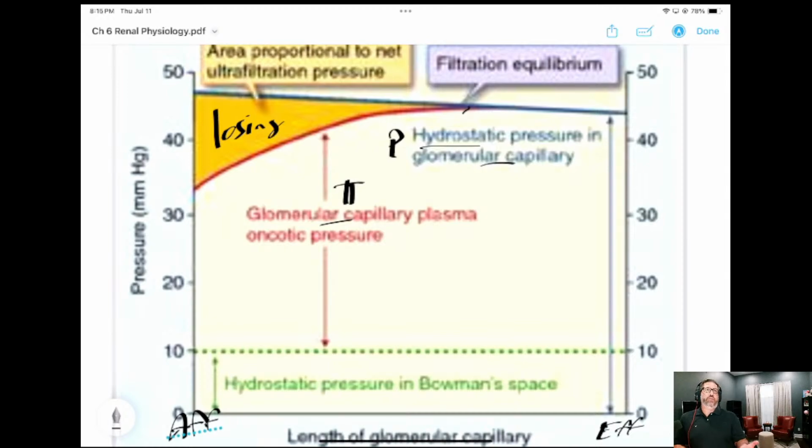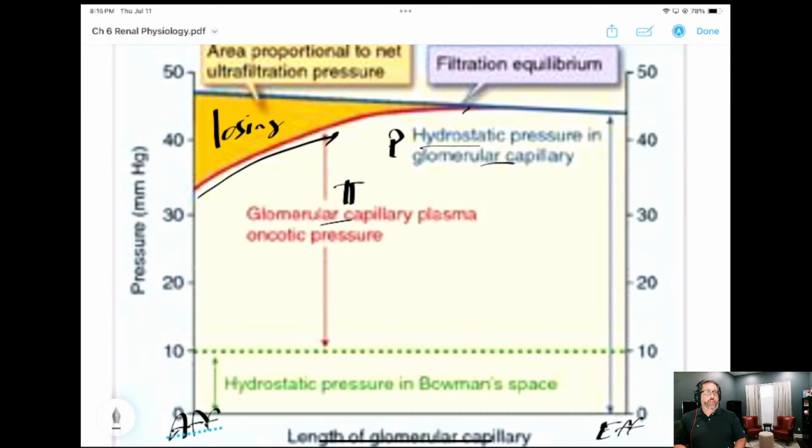If we're losing fluid into the urine, the volume of plasma in the blood decreases because we lost some fluid into the urine. Hydrostatic pressure starts to drop. As we lose fluid in the blood, solutes, for instance proteins, exert a bigger effect because we're losing solvent in the solution. So the proteins, the oncotic pressure starts to increase.